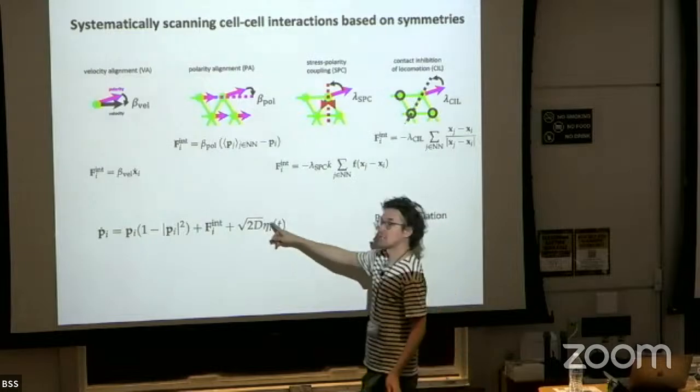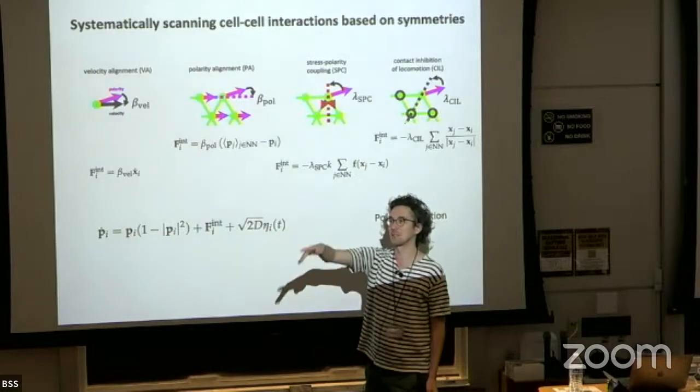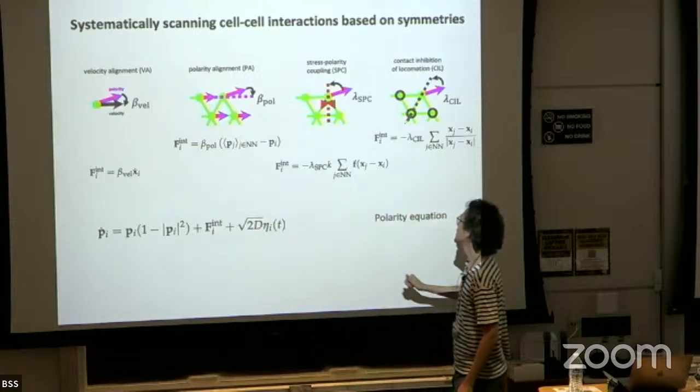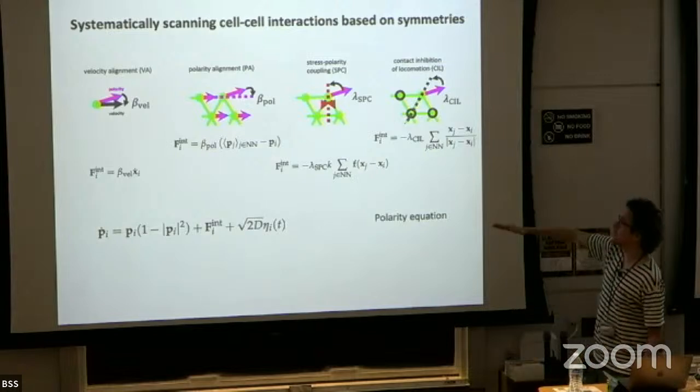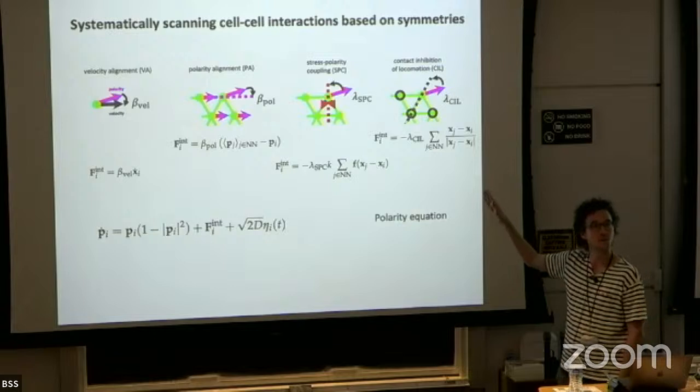And the noise is going to be relatively small, which mirrors the fact that if you take a single cell, it takes forever to repolarize. Okay, so now I think we enumerated all of the possible couplings to linear order allowed by symmetry.